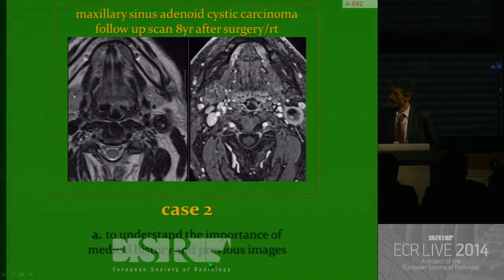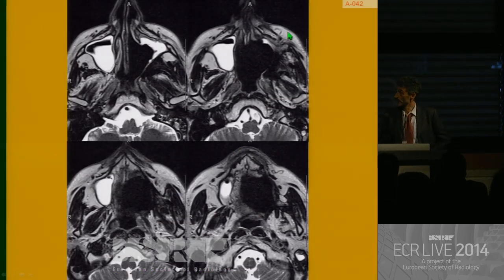Case number 2, again on topic number 1, the importance of medical history and previous images. We are dealing with a patient, a follow-up scan performed 8 years after surgery for adenoid cystic carcinoma. What the MR scan shows is this large scar tissue in the area of surgical resection. It's a total maxillectomy, and you see the scar going through the masticator space as well.